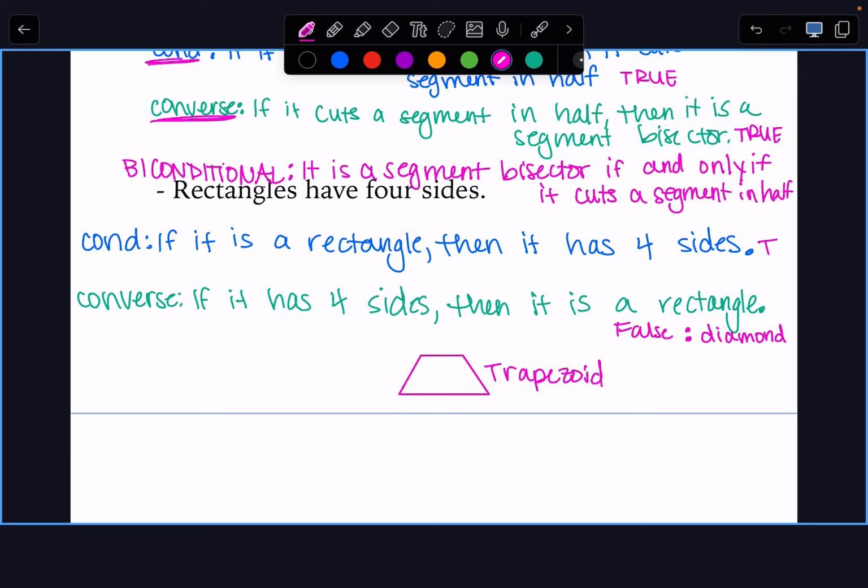Since the converse is false, we cannot write a biconditional statement. The definition of a rectangle is a parallelogram with 4 90-degree angles. What's a parallelogram? Two pairs of parallel opposite sides. Two pairs. Parallel, parallel, parallel, parallel.